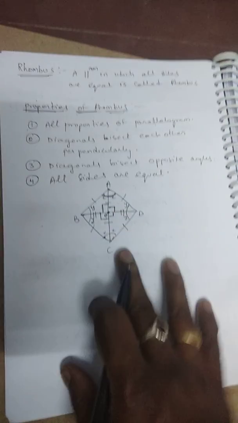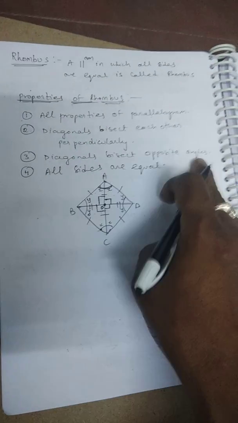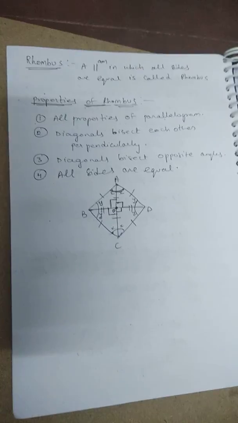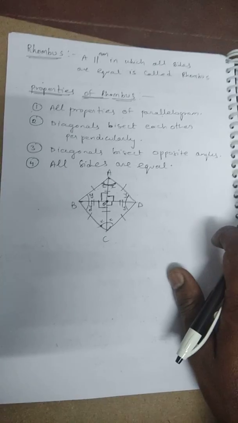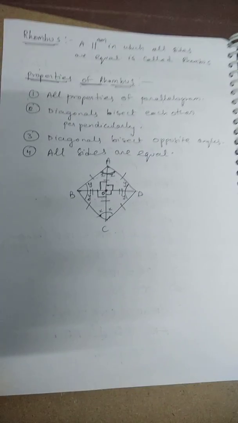So that is most important. These are the properties: all the properties of the parallelogram, diagonals bisect each other perpendicularly, diagonals bisect opposite angles, and all sides are equal. These are the main properties of the rhombus. Now we are going to discuss two theorems which are related to the rhombus.